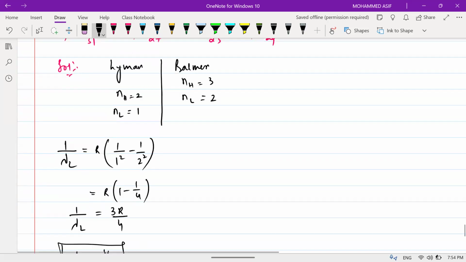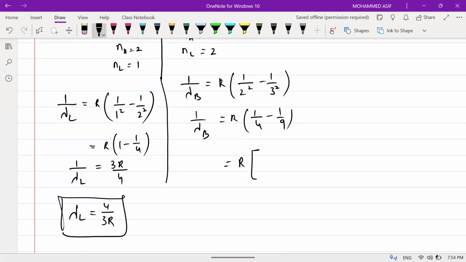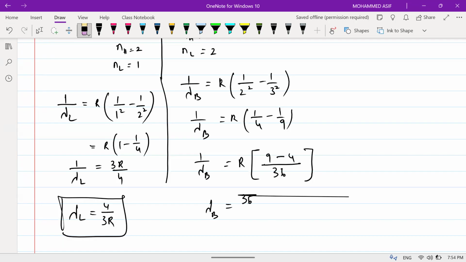Now for the Balmer series, 1 by the wavelength of the Balmer series is equal to R into 1 by n1 square, that is 2 square, minus 1 by 3 square. So it is R into 1 by 4 minus 1 by 9. If I take the LCM, this is R into 36 in the denominator, and the numerator is 9 minus 4. So the wavelength of the Balmer series will be equal to 36 divided by 5R.